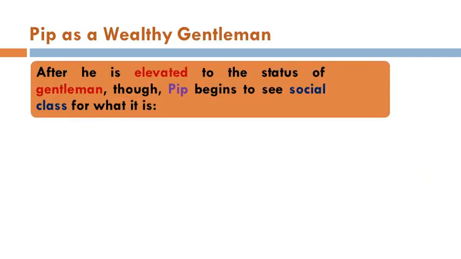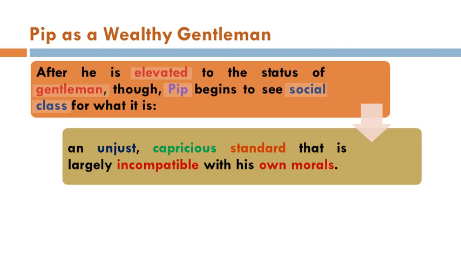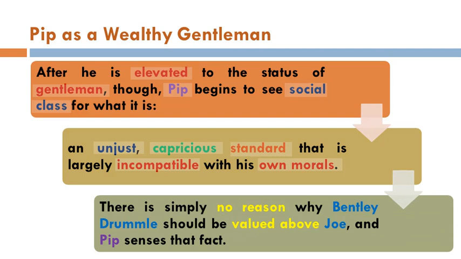Pip as a wealthy gentleman. After he is elevated to the status of gentleman, though, Pip begins to see social class for what it is. So he sees it as an unjust, capricious standard that is largely incompatible with his own morals. For Pip, there is simply no reason why Drummle should be valued above Joe, as we explained before.